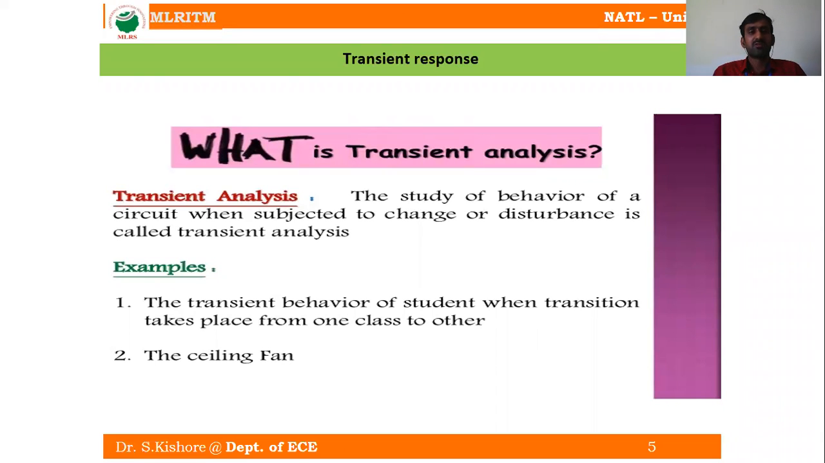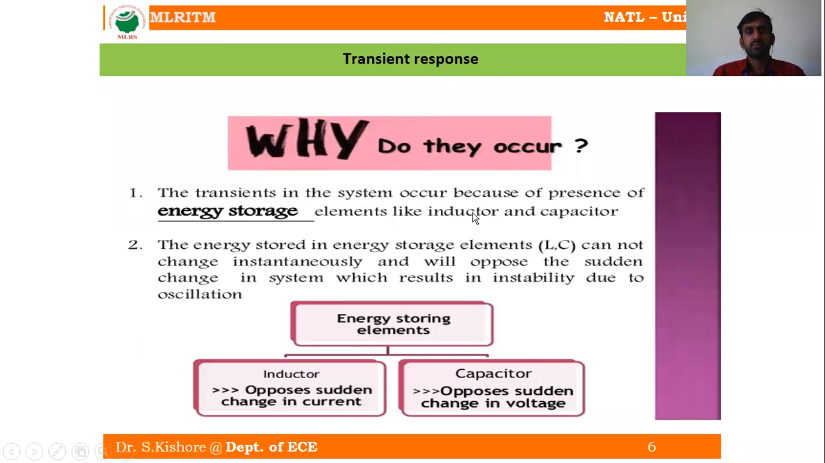It is changing its state due to the alteration or due to some disturbance, which is nothing but the transient analysis. So in a network, let us consider an electrical network or a circuit. Why is this transient going to happen? Why is this transient going to take place?